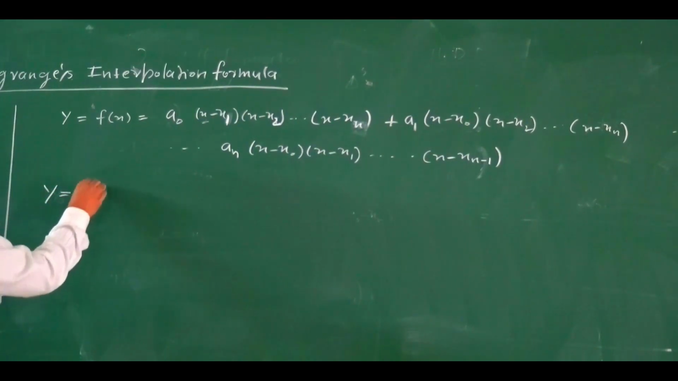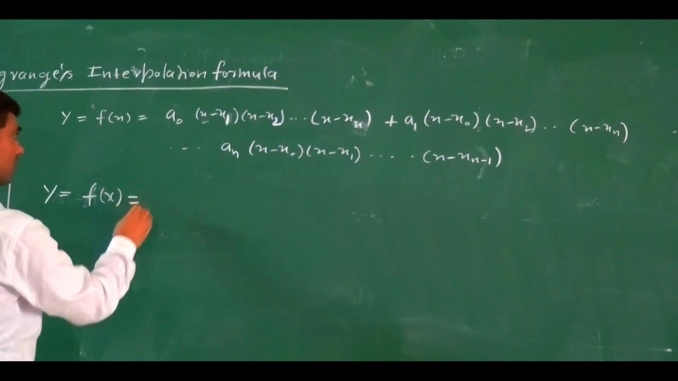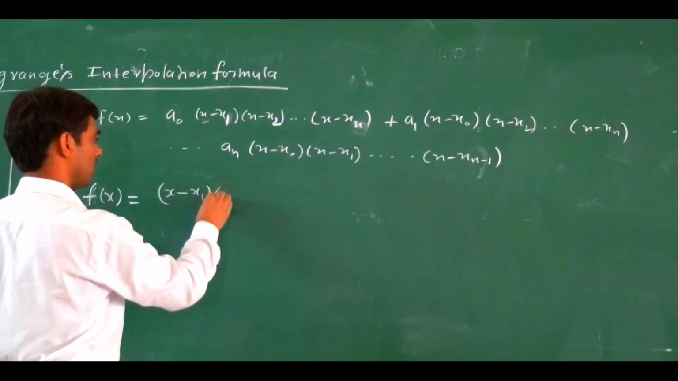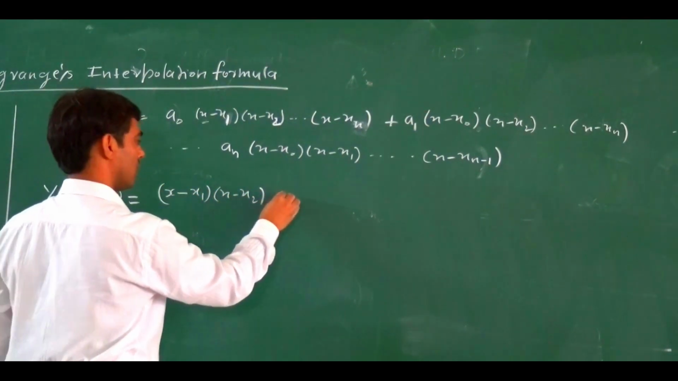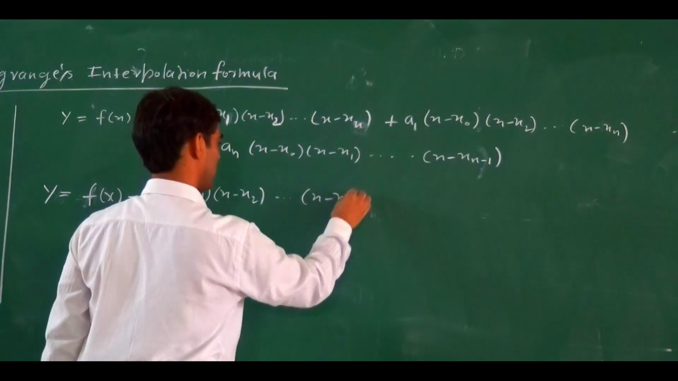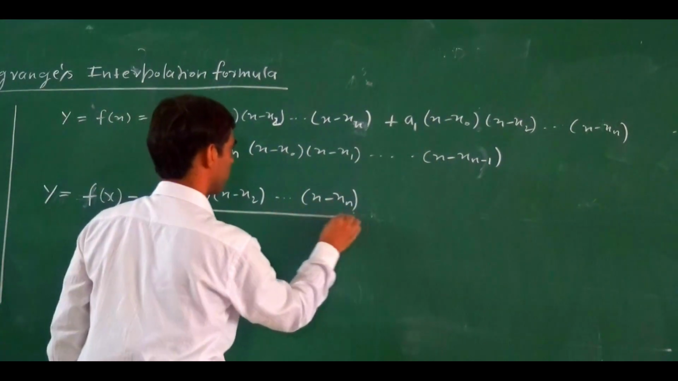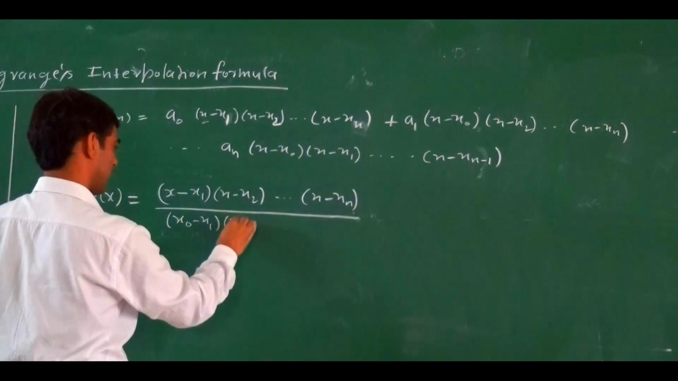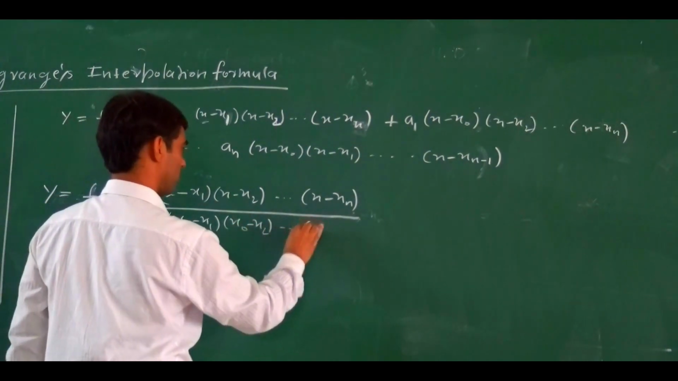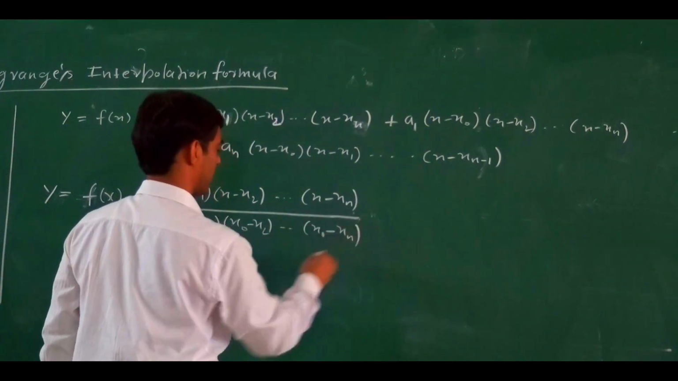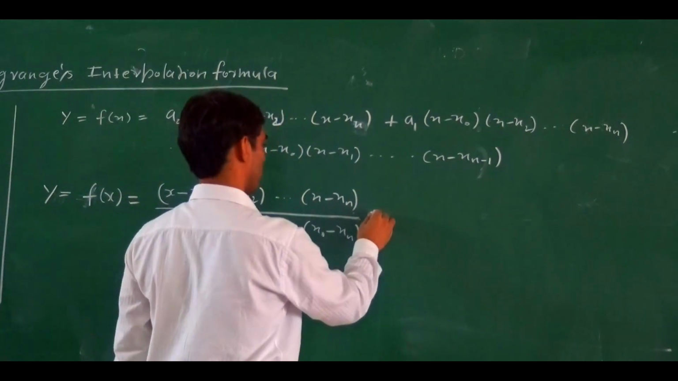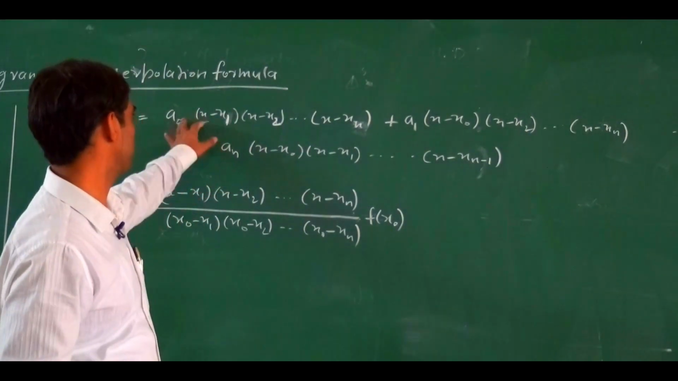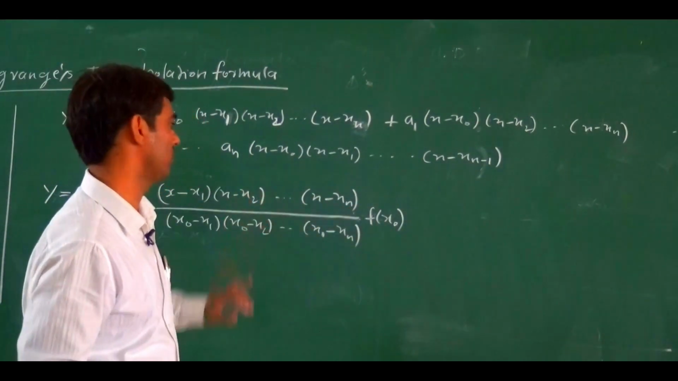Y equal f of x equal x minus x1, x minus x2 up to x minus xn, divided by x0 minus x1, x0 minus x2 up to x0 minus xn. This one is y0, which is f of x0. This is by putting the value for a0, the first term.